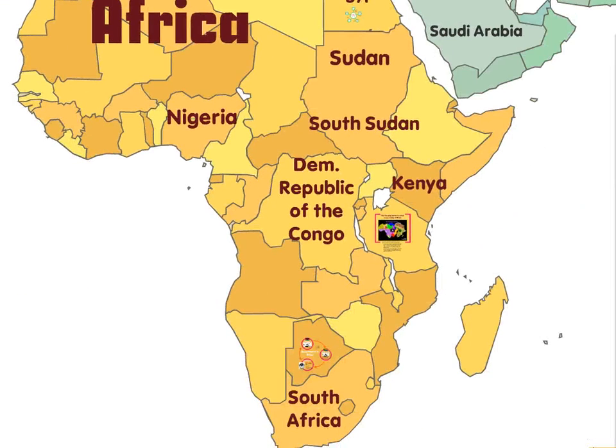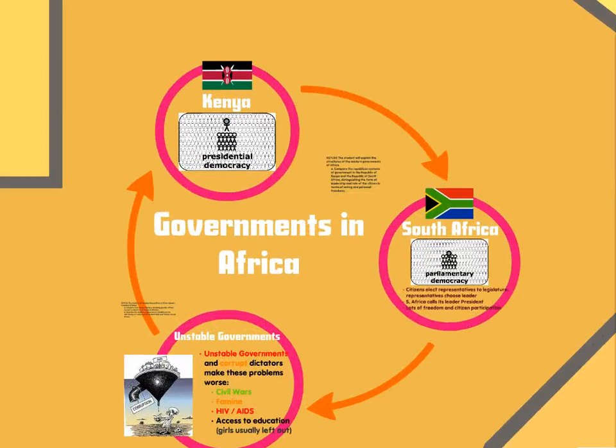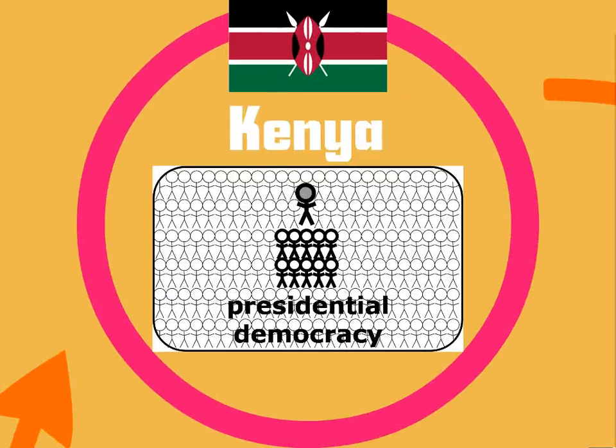Okay, we're going to take a look down here at government. And in Kenya, their system of government is a presidential democracy. They have a lot of freedom in Kenya, although it's not perfect. There are some issues with freedom of speech and the right to criticize the government, but it is a country with a lot of personal freedoms.